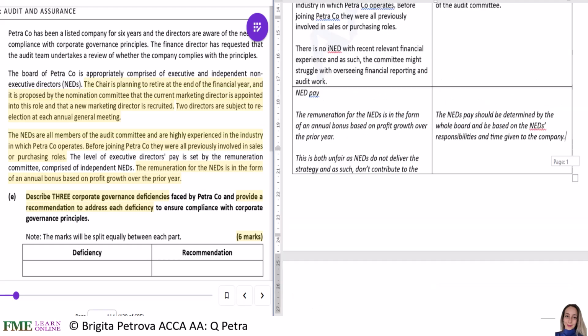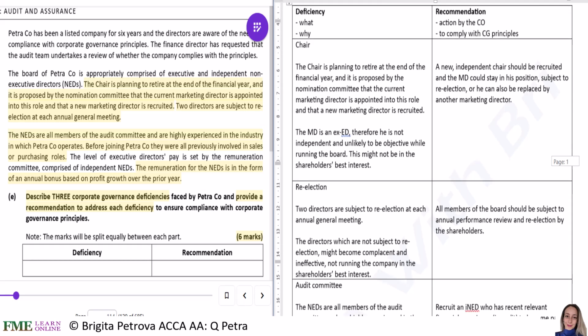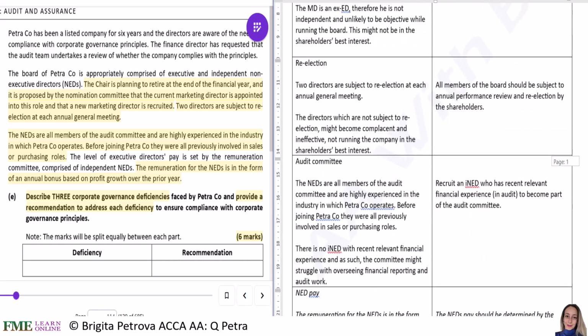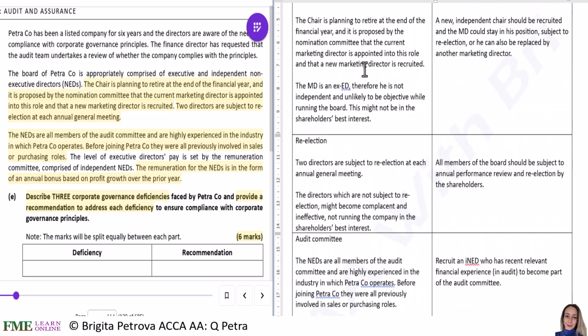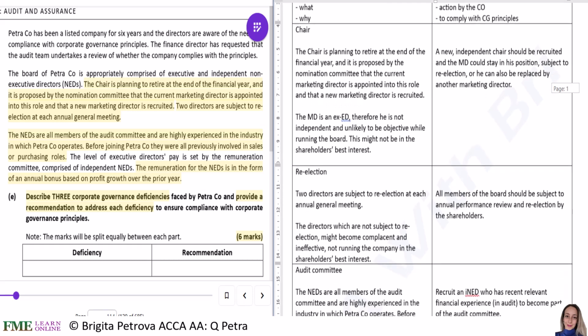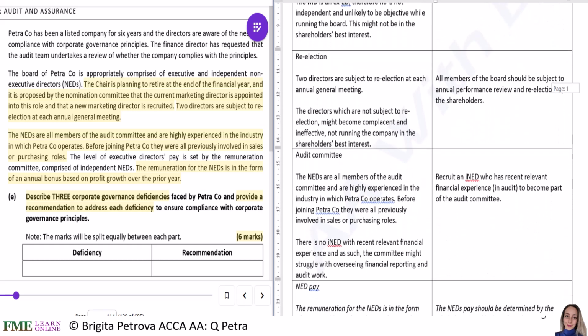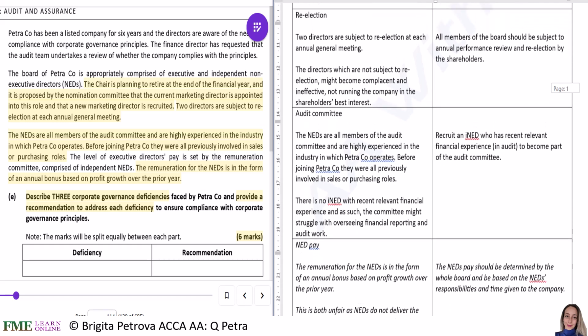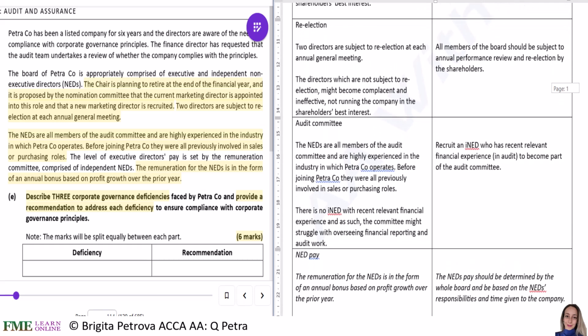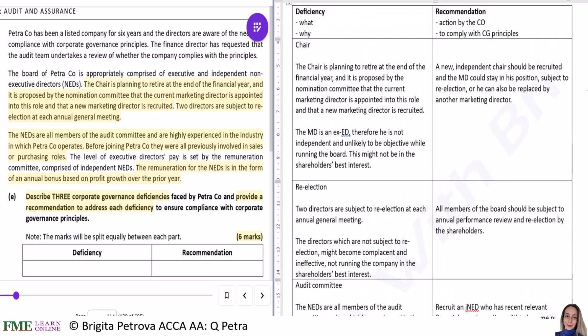And there you go. We actually got 4 deficiencies and recommendations. And that's how we score full marks in the exam. Remember, you can't forget to say the why. The why always goes into something that can affect the objectivity of the NEDs. It could give too much power and make them not run the company in the shareholders' best interest, maybe. Or maybe they can't perform their duties properly. And your recommendation is always something that the company should do in order to become compliant.